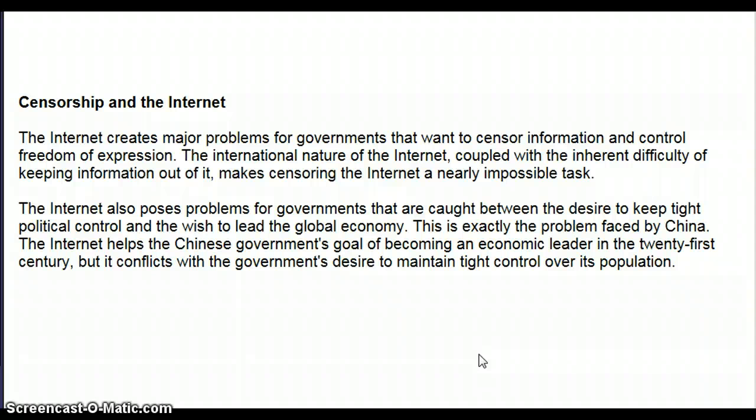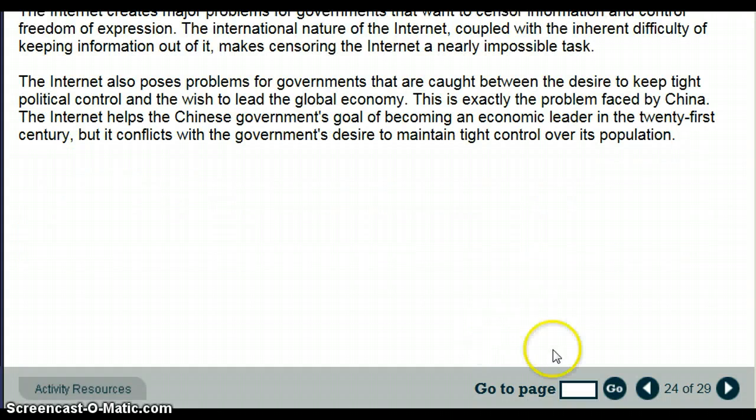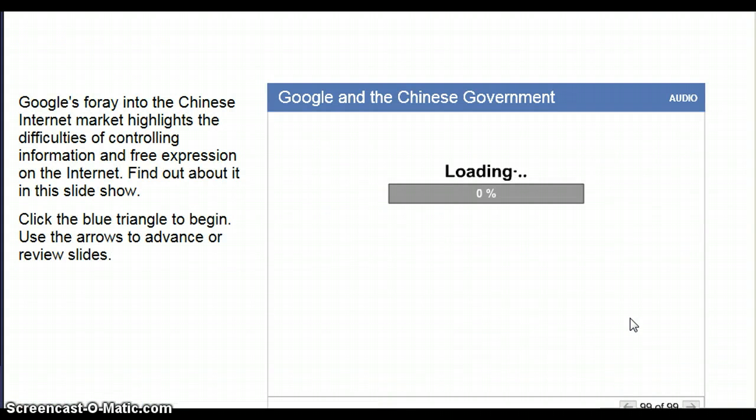The Internet helps the Chinese government's goal of becoming an economic leader in the 21st century, but it conflicts with the government's desire to maintain tight control over its population. Google's foray into the Chinese Internet market highlights the difficulties of controlling information and free expression on the Internet. Find out about it on the slideshow.